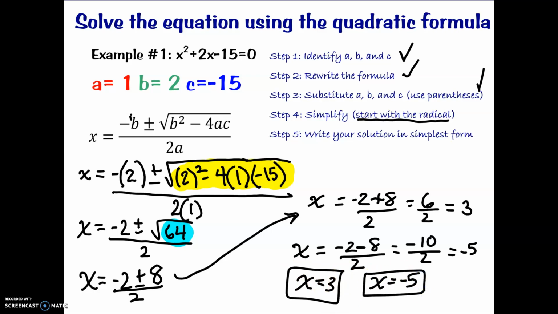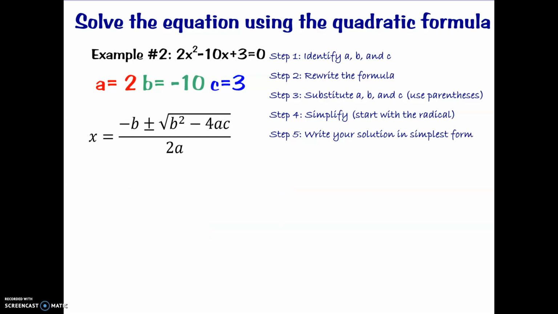Now you will only get nice whole numbers as your solution if this square root here is a perfect square. If it ends up not being a perfect square, then your answers are going to look a lot messier. So I want to show you what that example looks like. So this example is going to end up not having whole number solutions.